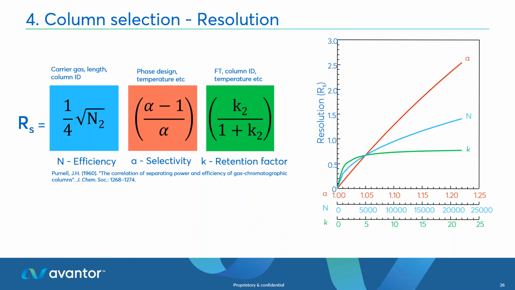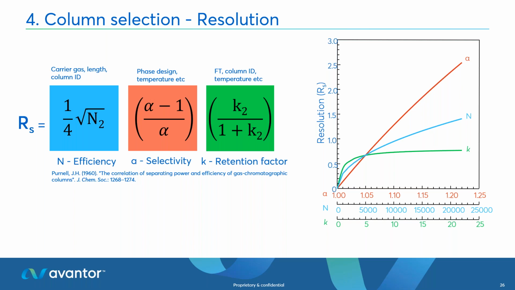And we can adjust the carrier gas, the length, and the column ID to improve this. Adjustment of the carrier gas flow can be in the flow rate or even using a more efficient gas. We talked about the column efficiency earlier on the earlier slide and the velocities that you can work with. So this is an important point here.